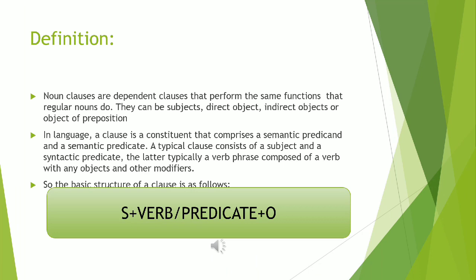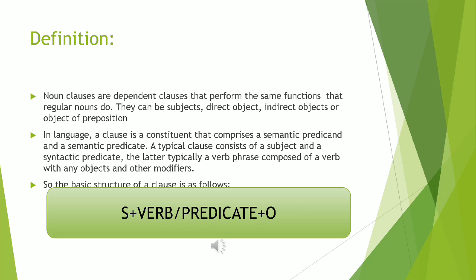What is noun clauses? Noun clauses are dependent clauses that perform the same functions that regular nouns do. They can be subject, direct object, indirect object, or object of preposition.